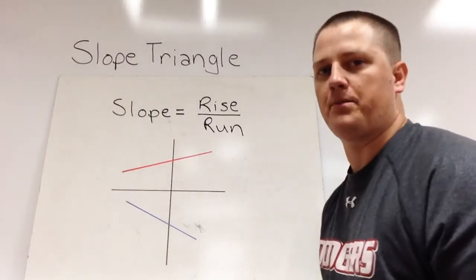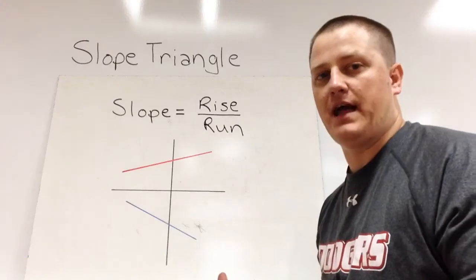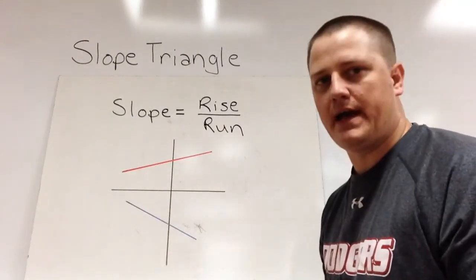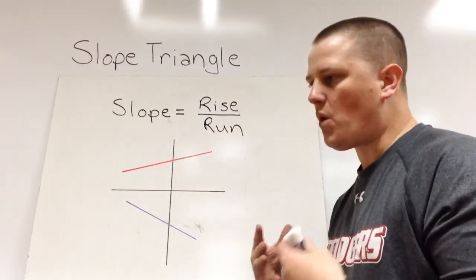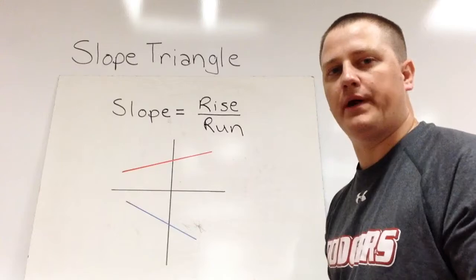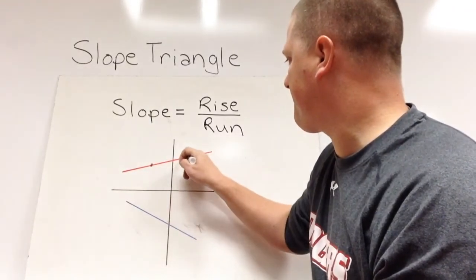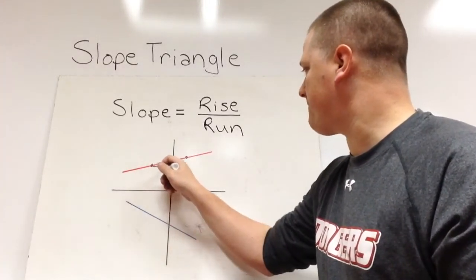The basics of slope look like this. We're looking at how these lines are moving. I have a red line here going up and a blue line going down. We use something called rise over run. What we need is 2 points on the line.